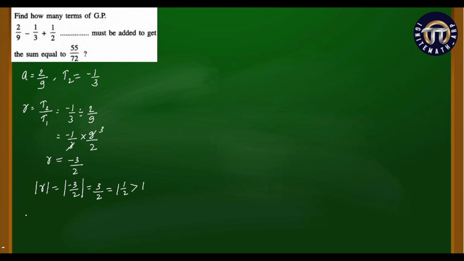So now Sn is given to you. So Sn is equal to 55 by 72. So now children, which formula of Sn should be used? See here, modulus of r is greater than 1. So I am supposed to use a into (r to the power of n minus 1) by (r minus 1) is equal to 55 by 72.